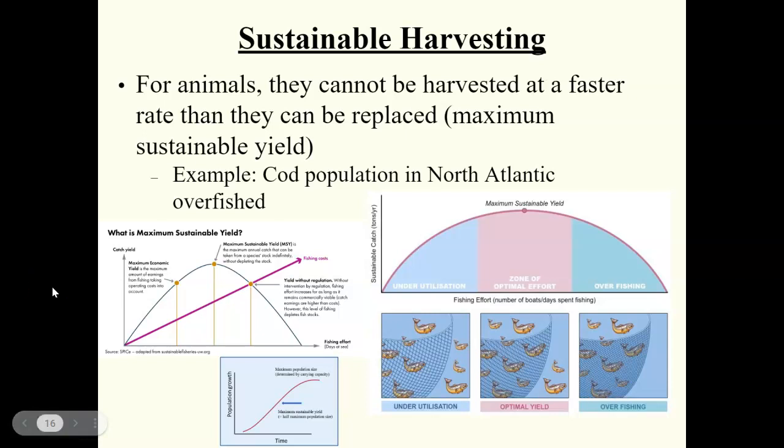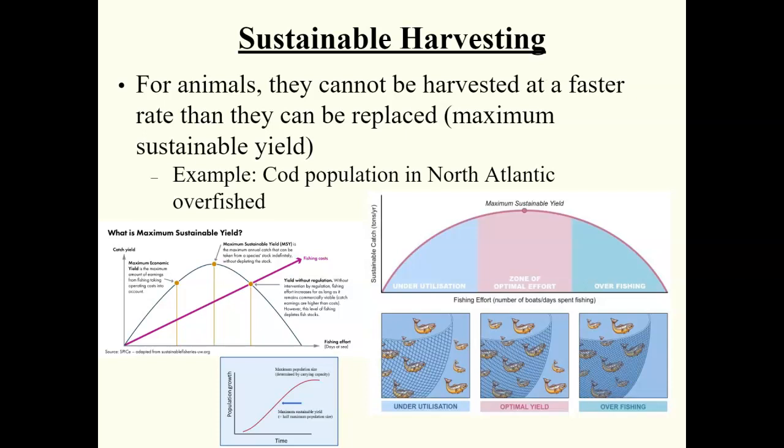We also have sustainable harvesting that we need to consider for animals, right? So hunting, fishing, we need to do this in a sustainable and responsible way. Again, we cannot harvest these organisms faster than they can be replaced. This is called maximum sustainable yield. This term applies to plants as well. We cannot harvest beyond maximum sustainable yield, otherwise we'll deplete the resources and run out.